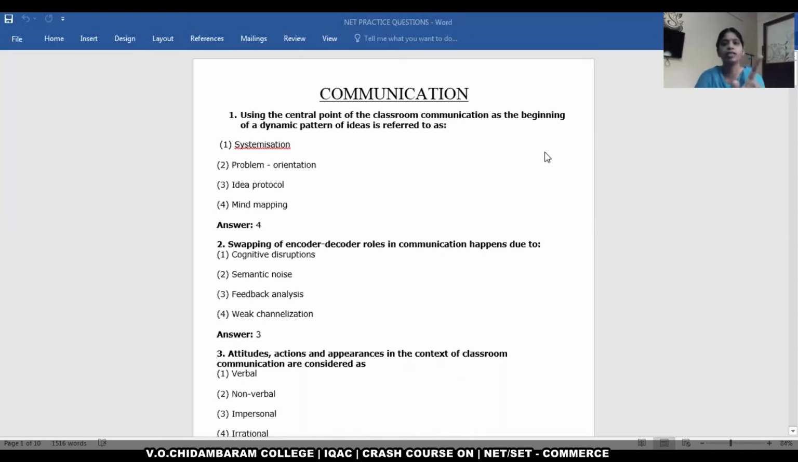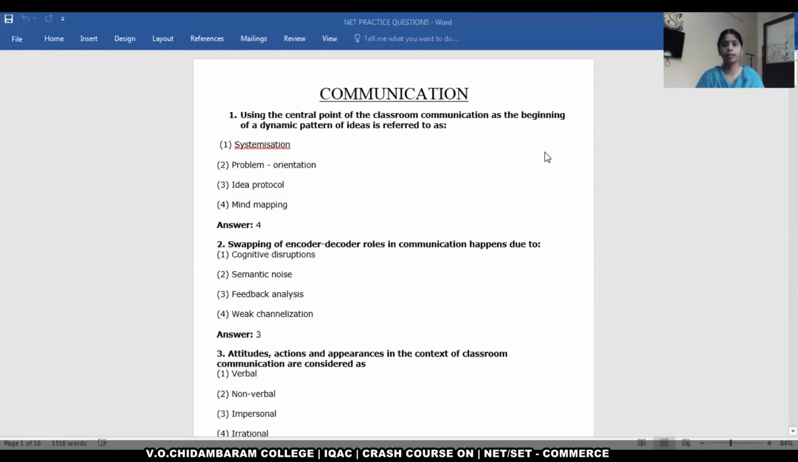Systemization. First, understand the question. That is very important. Before you answer the question, you first understand the question properly, because understanding is very important. You have to understand what they are asking. Only then can you move on to the options. So the central point of the classroom communication is going to be the generator of ideas. That is the question. Based on that, let's look at the options.